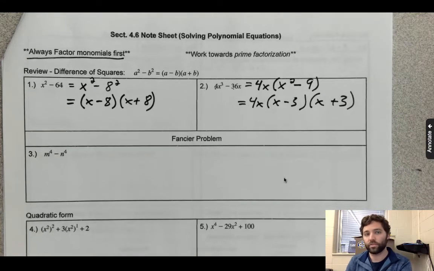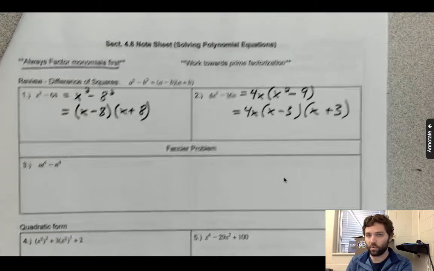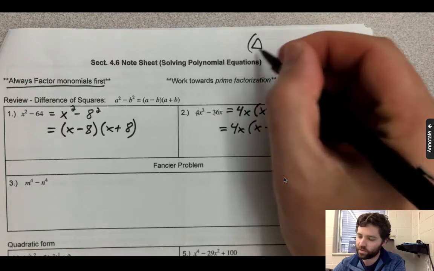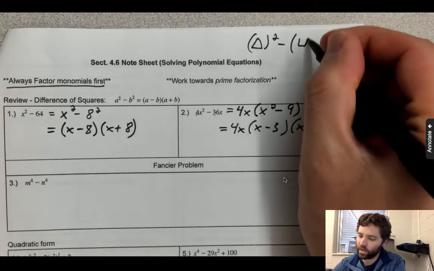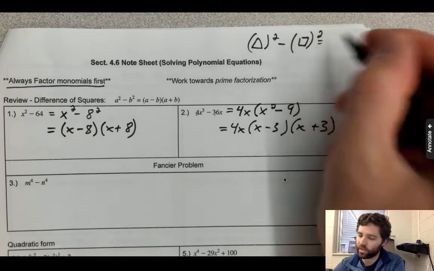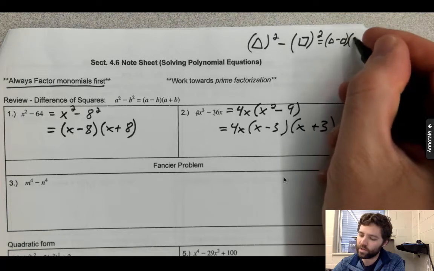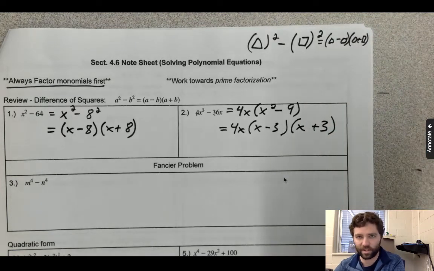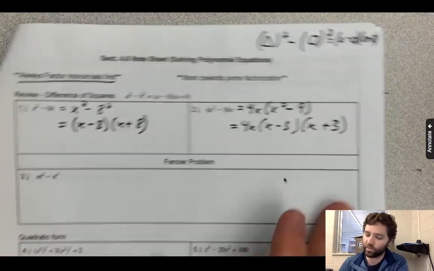Now, this format can work for problems where it may not be obvious that it will work. It works in any situation where you have something squared. So maybe you have something like triangle squared minus square squared. Then that would break into triangle minus square times triangle plus square. I ran out of space, I apologize. But the idea here is that anything that takes this format, you can apply the rule.